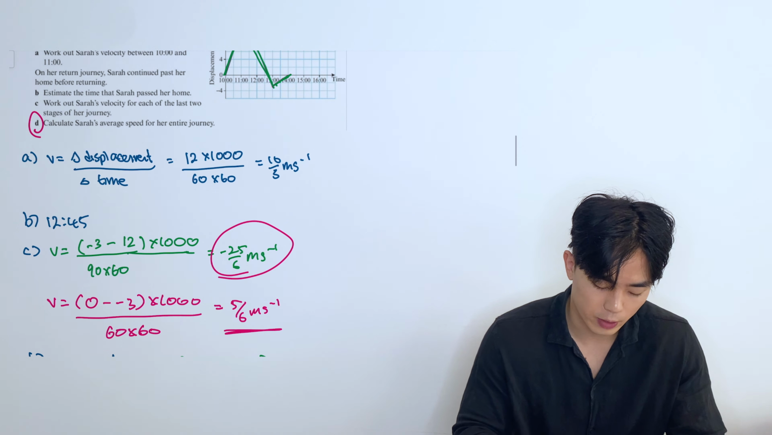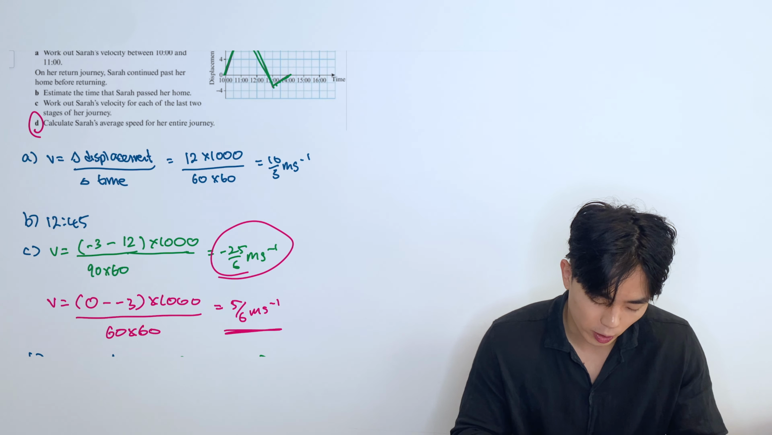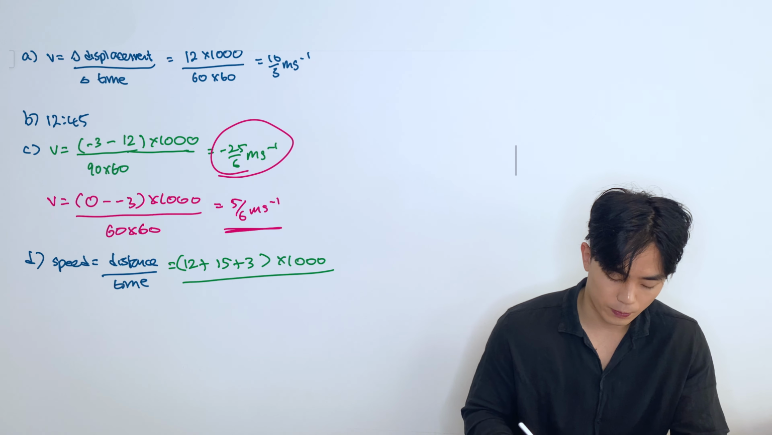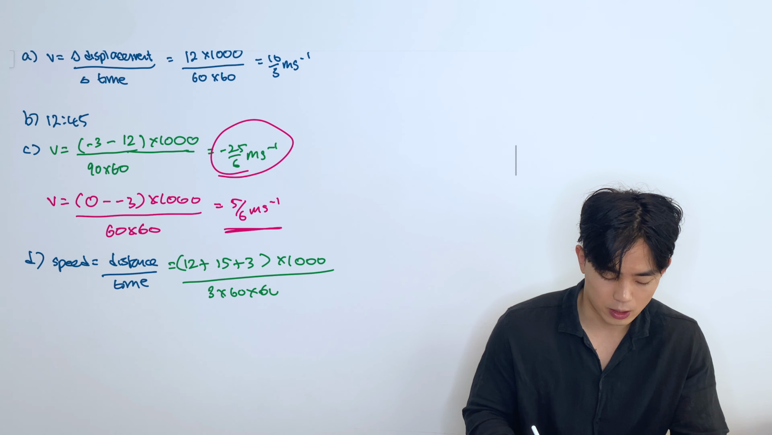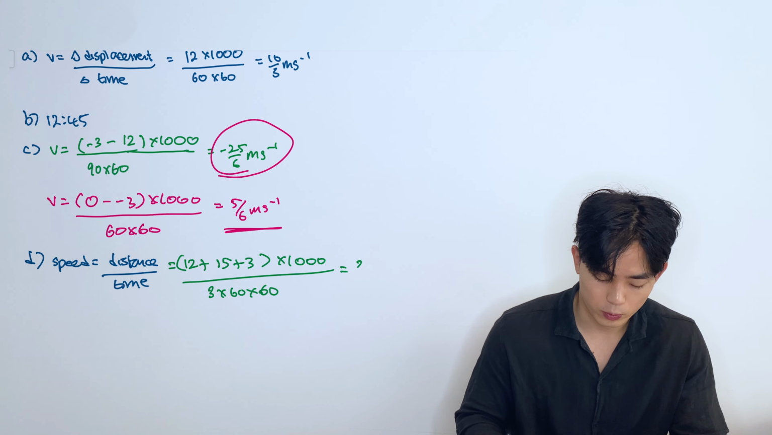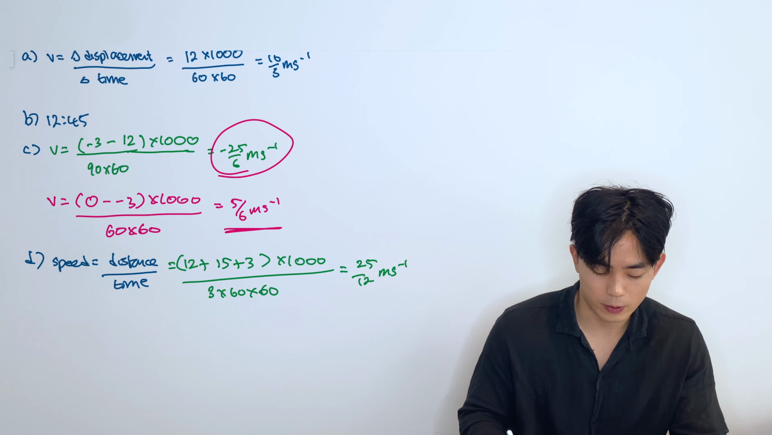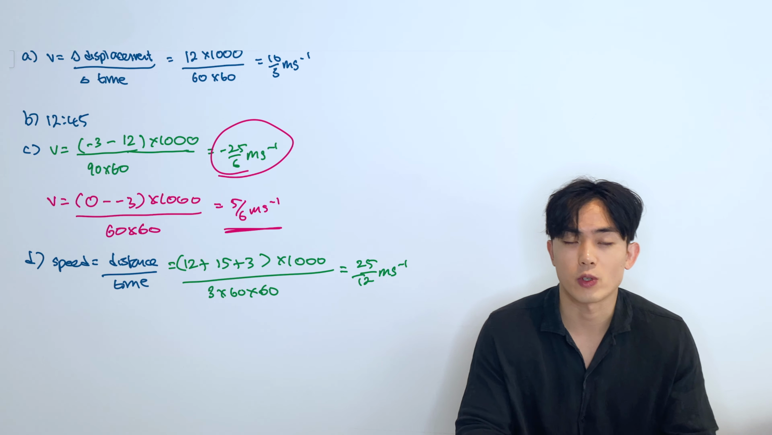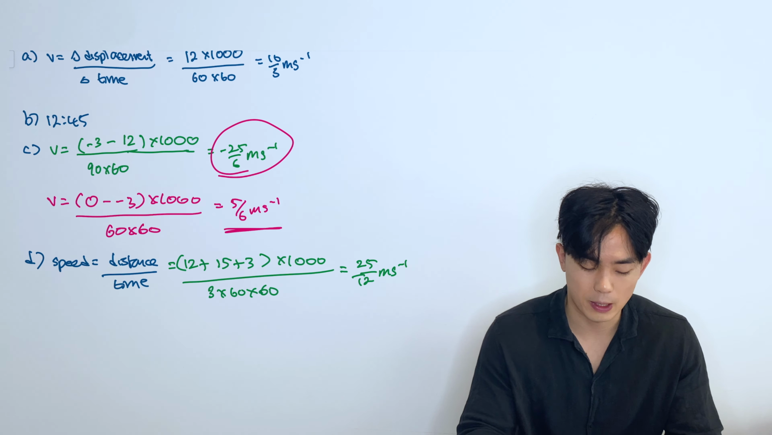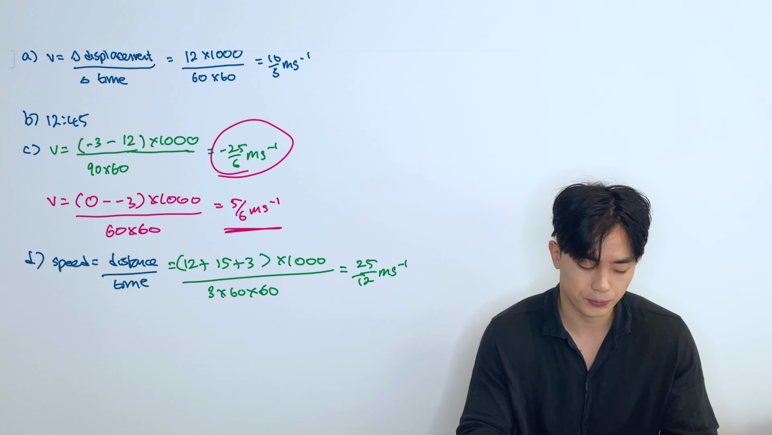So the total time, she started off at 10, she finished off at 1 o'clock. So that's a time of 3 hours. So 3 times 60 times 60. This will give us a value of 25/12 meters per second, okay? So you have to know the difference between speed and velocity. Velocity is the vector form of speed, and speed just means the magnitude, okay?